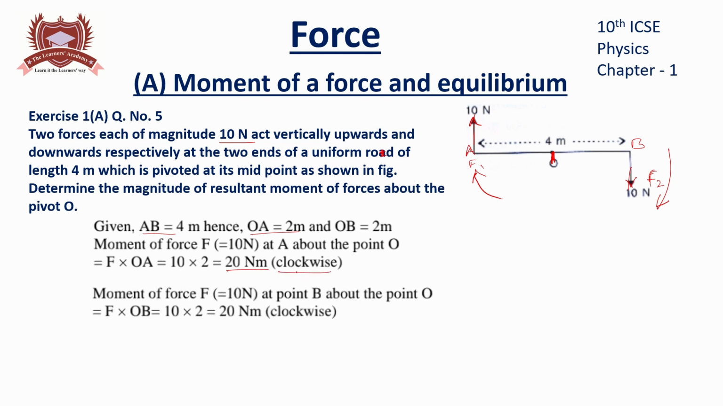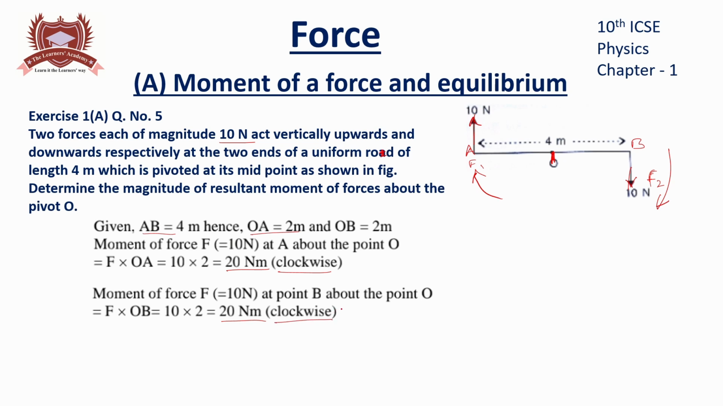Now, for the second part, again I will do exactly the same thing. Everything would be exactly the same. We would get the moment of force as the force multiplied by the distance OB. So, we'd end up with 10 multiplied by 2, which is equal to 20 Newton meters. This is also in the clockwise direction.